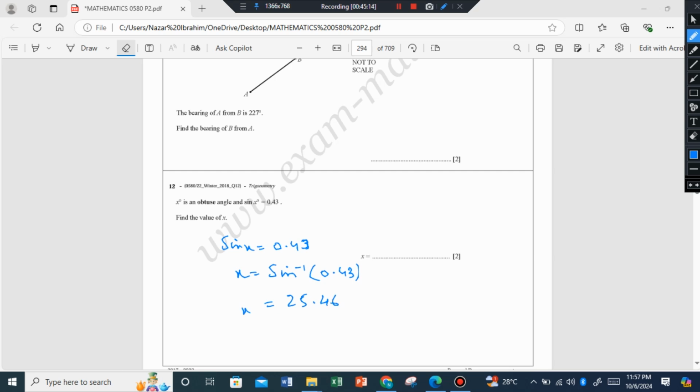So the angle is 25.46. Now this question has one more thing here: x degree is an obtuse angle. The angle we are getting is not obtuse, it's an acute angle. An obtuse angle lies between 90 and 180, and an acute angle lies between 0 and 90, right? Now what to do? We just discussed that sine values are the same in two quadrants, the first and the second. And to get the angle in the second quadrant for sine, I will just subtract it from 180 degrees, right?